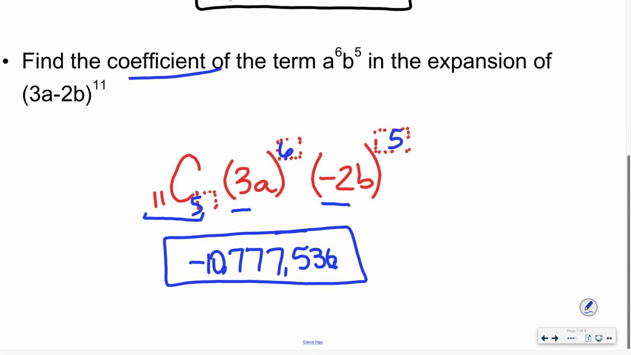Now, I'm only asking for the coefficient. So notice how I did not write a to the 6th, b to the 5th. I only care about the coefficient. So I just multiplied those numbers together, and that is our coefficient for a to the 6th, b to the 5th. Make sure you read what they're asking you to find, whether it's a term. A term would be all of it, with the a's and b's. A coefficient would just be the number out in front.